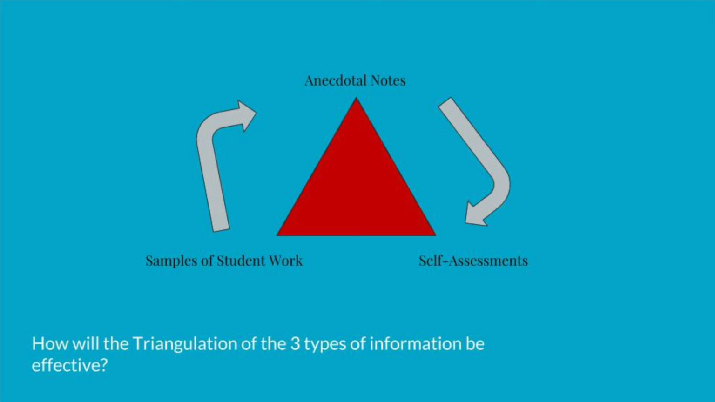The anecdotal notes are from the perspective of the observer, which is in this case the teacher. The self-assessments take the perspective of the student into account. By completing a self-assessment, they're reflecting on their own participation as well as what they thought about the whole process. The samples of student work are the unbiased result of student efforts, totally impartial and without context. Student work can provide that cold, hard perspective that is sometimes necessary for research.